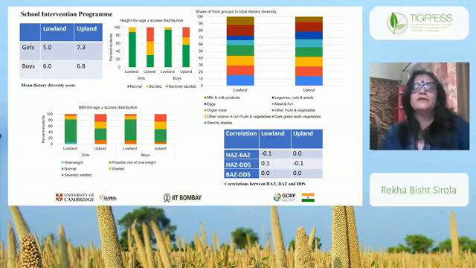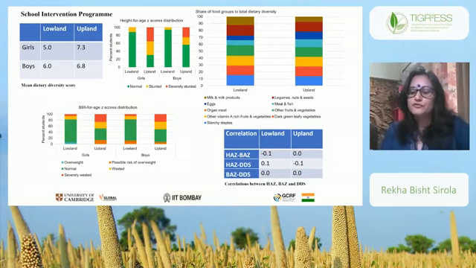When we see the height-for-age Z scores, they are lower in the upland area, and particularly in the case of girls, the chances of stunting are much higher. Similarly, if we see the BMI-for-age Z scores, we found that around 6% of the lowland girls are overweight, while over 13% of the upland girls are at possible risk of being overweight.